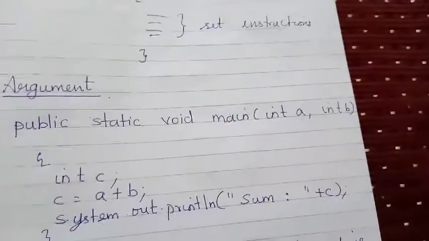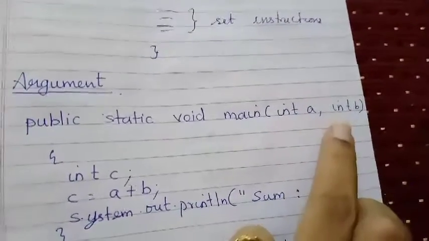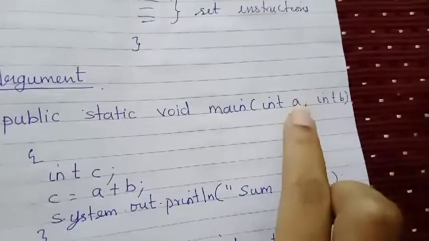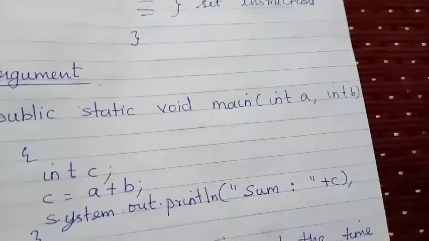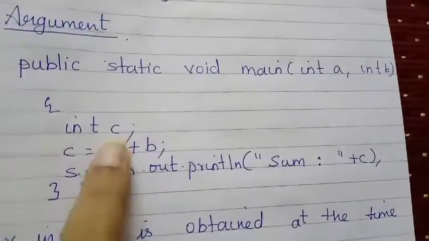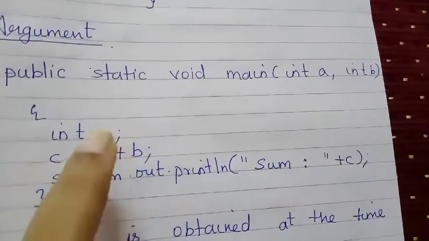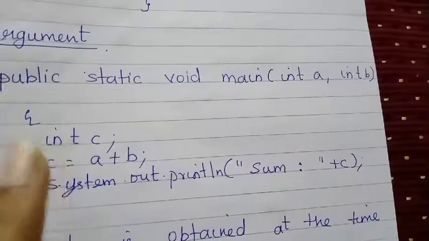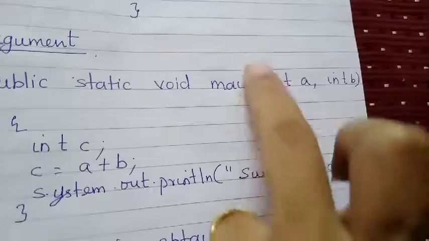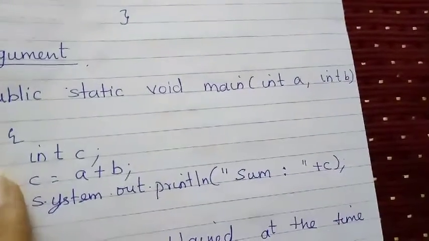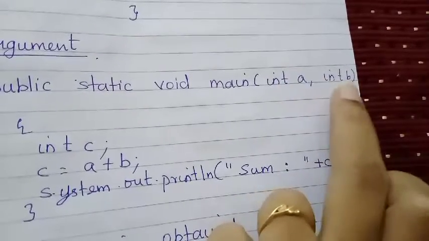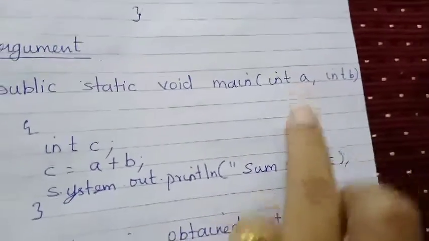When the user enters a value for A and B, automatically the value will come and be saved here. So you don't even need to declare these variables. You can just directly use them. See here, this is the example: int C. This C alone I have declared, but I have not declared A and B. Since they are passed as arguments, you don't need to declare them. You can directly use them. The variables A and B will have the input values in them.